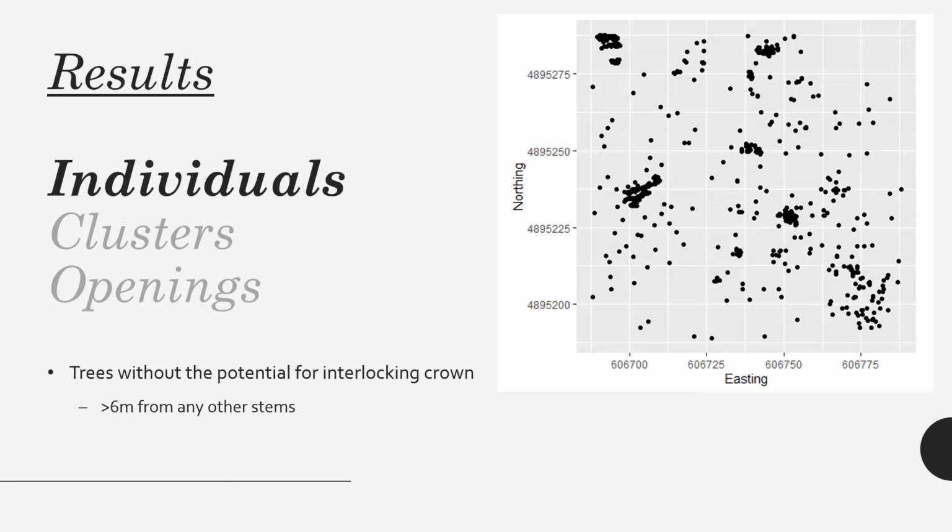To address broad spatial structures in the stand, we decided to identify individuals, clusters, and openings in each plot, and then compare the results between our STEM maps and UAS output. We defined individuals as any tree without the potential for interlocking crown. We found that the crown radius of overstory trees in the stand fell around 3 meters, so to be classified as an individual, stems had to be at least 6 meters away from any other stems. We identified these individuals, and then we took account of the numbers of individuals in each plot.